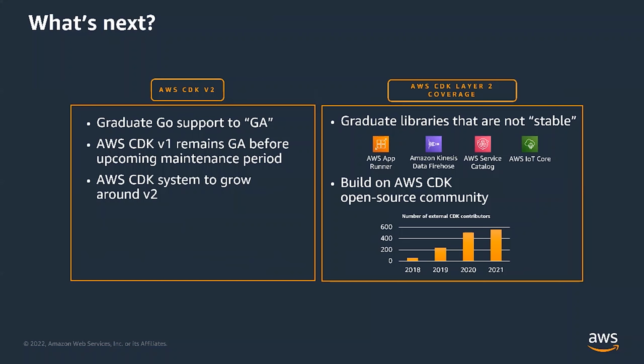You can see that CDK is followed by a community, but it's also closely followed by AWS based on the feedback that we get from our customers. We have graduated Go support to GA, generally available. And if you are wondering, if I were using V1 and want to go to V2 but still keep some V1, we would still support V1. As you can see, the number of open source community contributions over the past years has significantly risen.